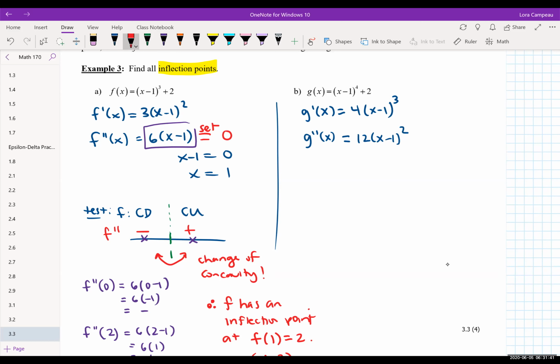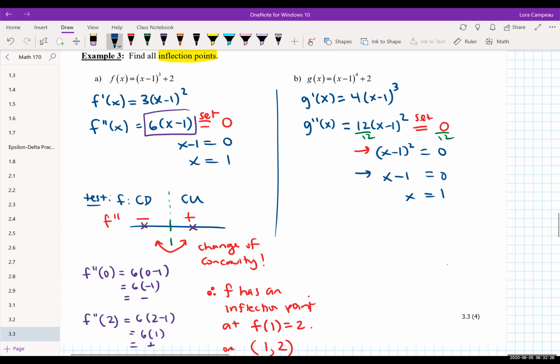Now to find potential inflection points, we're going to set our second derivative equal to 0 and see what we get. We'll do a little algebra here. (x minus 1) squared equals 0. Just in case you're wondering where that 12 went, I can show you that I divided it out. It's a constant. Sometimes we go too fast and we miss things along the way. If (x minus 1) squared is 0, taking the square root of both sides, you get x minus 1 equals 0, and then x equals 1 as a potential inflection point. And then we do the same idea. We test. So we're looking at x equals 1.